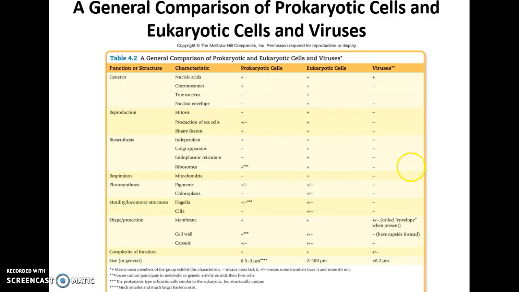True nucleus is found in the eukaryotic cells. Nuclear envelope also just in the eukaryotic cells is going to go along with that true nucleus. Reproduction. Is there mitosis? Yes. Reproduction of sex cells? Yes. And this is going to be kind of a gray area when you look at prokaryotic cells. And then binary fission is going to occur as the main means of reproduction in prokaryotic cells, but will also happen in some eukaryotic cells.